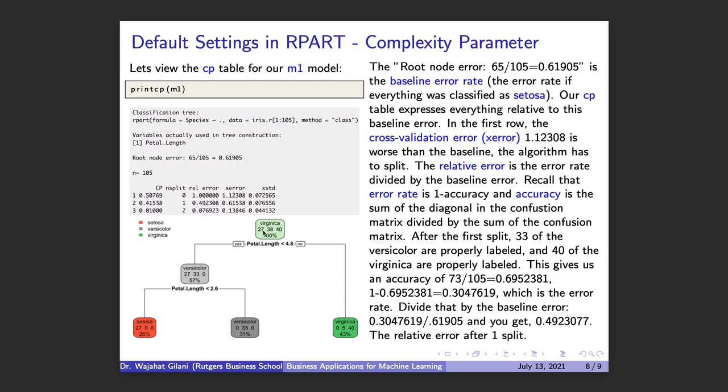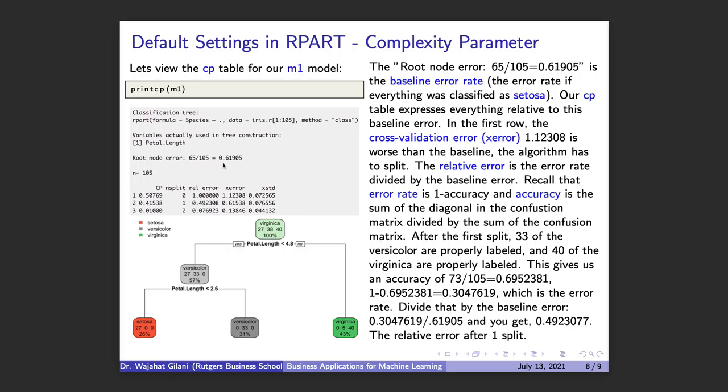The CP table, the complexity parameter table, expresses everything relative to this baseline error. For example, we're kind of jumping the gun here, but look at our xerror. See the xerror over here? That's our cross-validation error. I keep bringing up that term, cross-validation. We'll talk about that a little bit later. But that xerror is 1.12. It's higher than our root node error. We have to split. We have no choice.